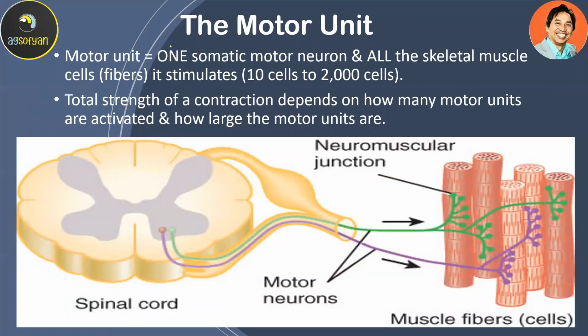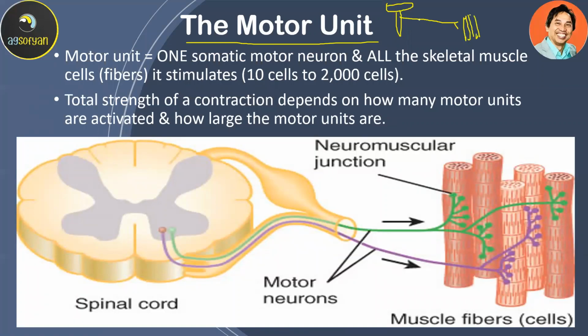Okay, now we go to the next discussion, which is about the motor unit. Remember, let's say this is the brain, this is the spinal cord, right? This is a motor neuron that goes to the muscle cell.